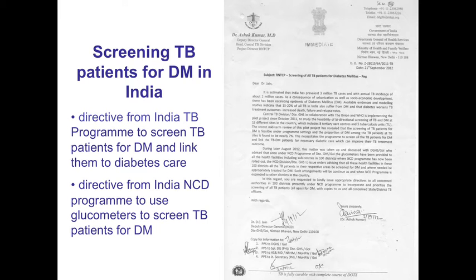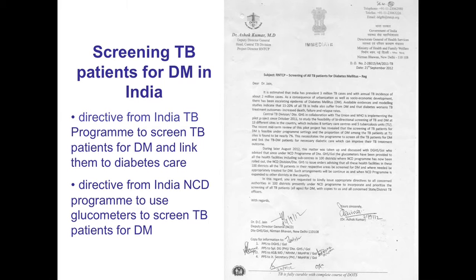Now, very interestingly, this was done in conjunction with the Ministry of Health in India, and was presented back to the director of the National TB Control Program, the director of the Non-Communicable Disease Program. Very impressed. They said, listen, we have a major problem in this country. So the Ministry of Health issued an immediate directive, an immediate policy decision that from henceforth all TB patients in India, all 2.2 million every year, are to be screened for diabetes using glucometers and referred to diabetic care and treatment.